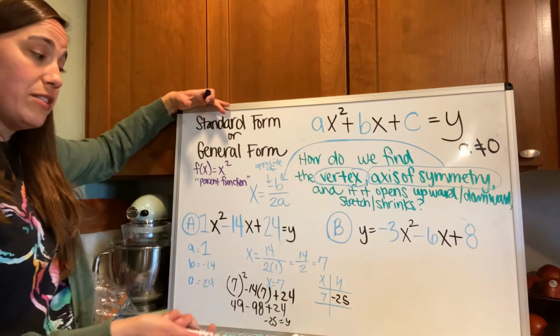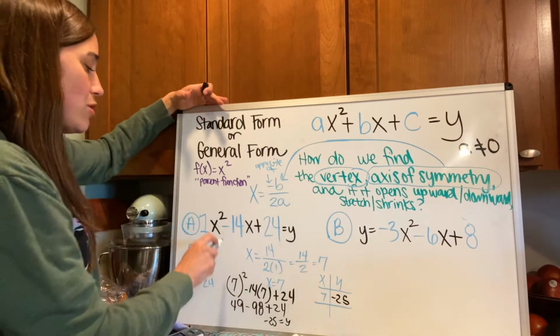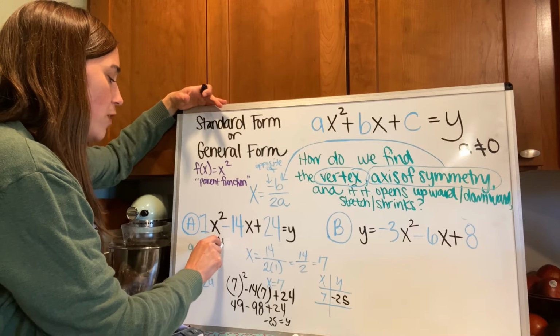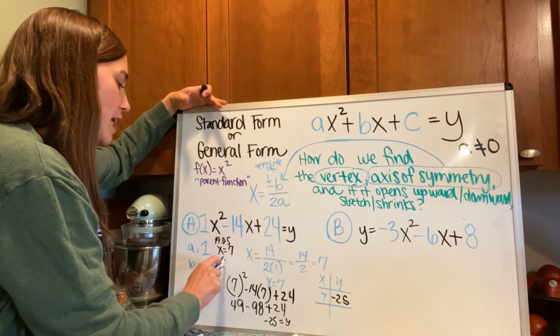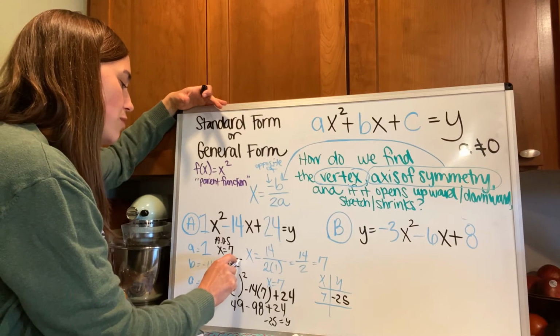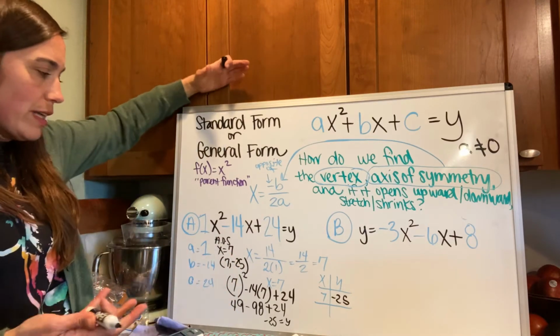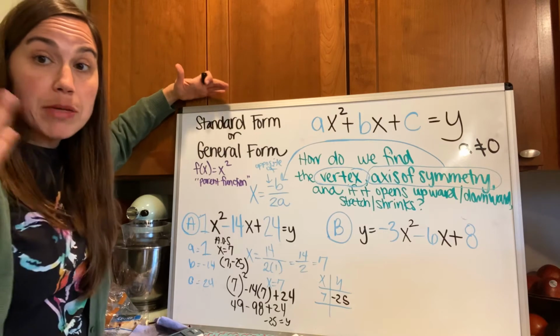Now, when I go ahead to do this, I can answer a few of those questions. My axis of symmetry, AOS, is going to be x is equal to 7. My vertex is 7, negative 25. Now we have to identify too, is this going to be a minimum or a maximum?